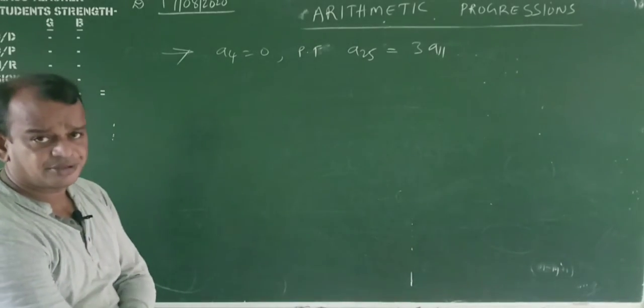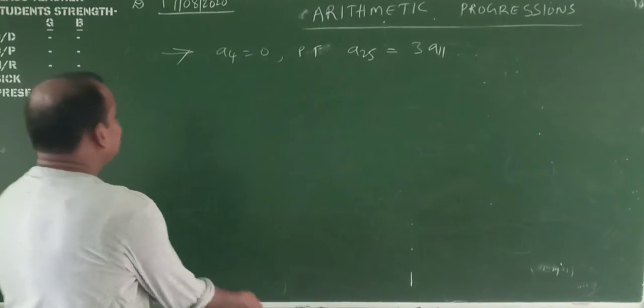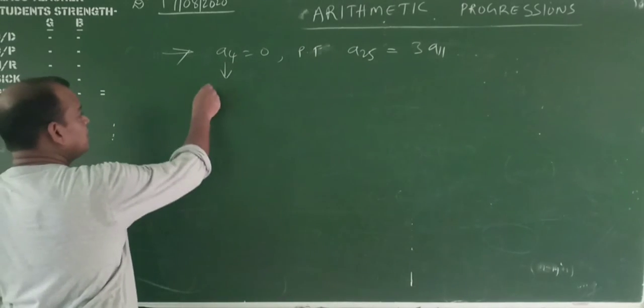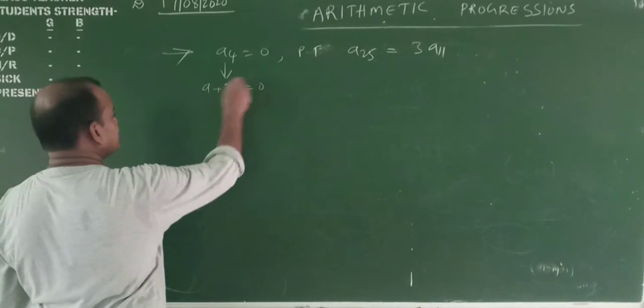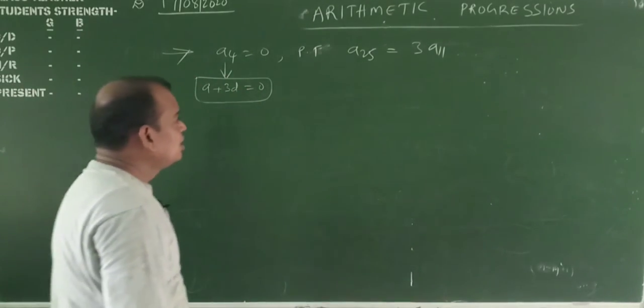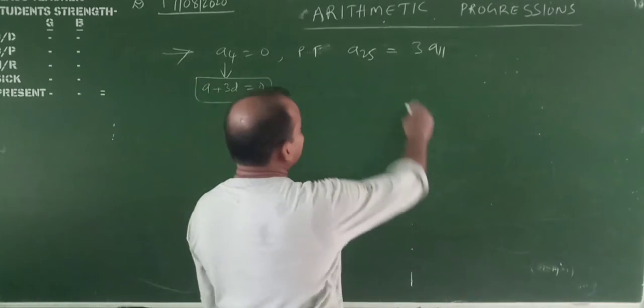Very simple, my dear students. What is given? The fourth term is equal to 0. What is the meaning of the fourth term? A plus 3D is equal to 0. This is the given condition. Now what do you have to show? A25 equals 3 times A11.